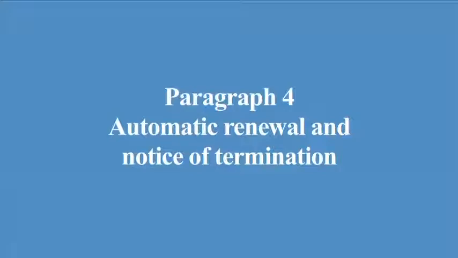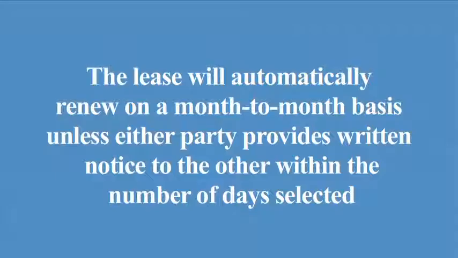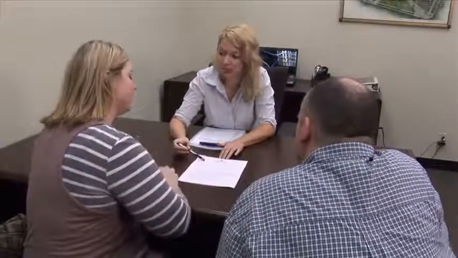Paragraph 4. Automatic renewal and notice of termination. This paragraph explains the renewal and termination process. The lease will automatically renew on a month-to-month basis unless either party provides written notice to the other within the number of days selected in paragraph 4A. If the number of days is not selected, at least 30 days notice is required. The notice requirement must be strictly followed.